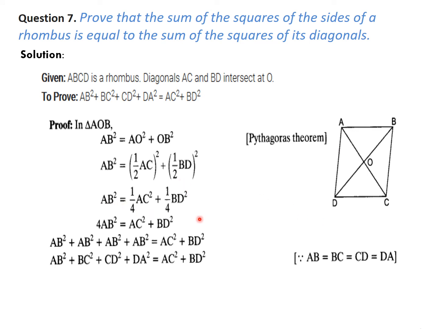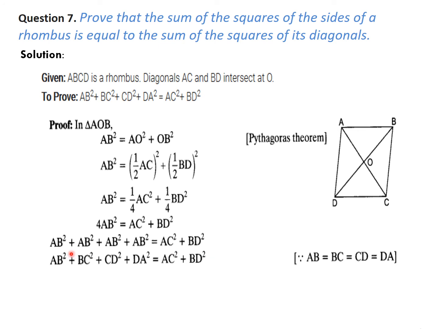So if we simplify, we'll get AB square is equal to 1 by 4 AC square plus 1 by 4 BD square. If we just cross multiply, we'll get 4AB square equals AC square plus BD square. Now we have 4AB square. Let's break it individually: AB square plus AB square plus AB square plus AB square is equal to AC square plus BD square. So we have broken it 4 times.